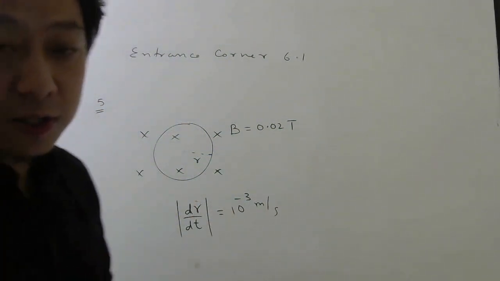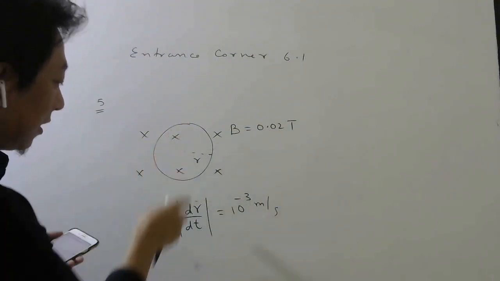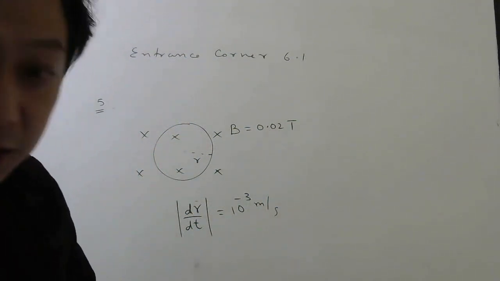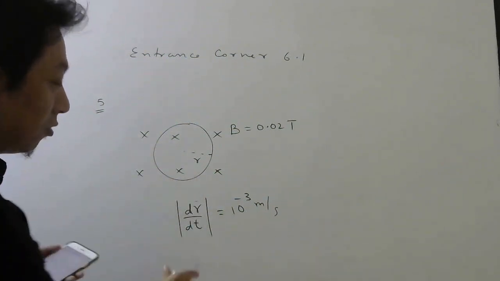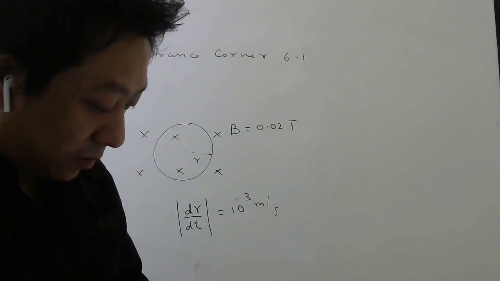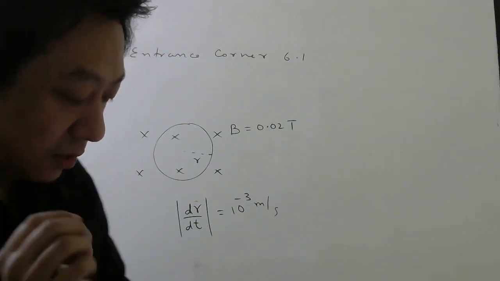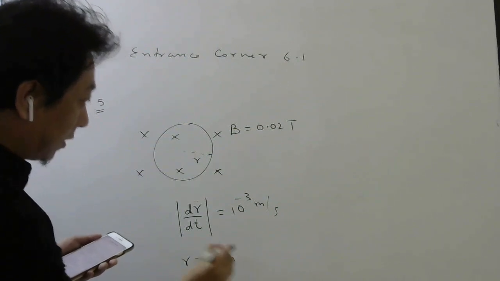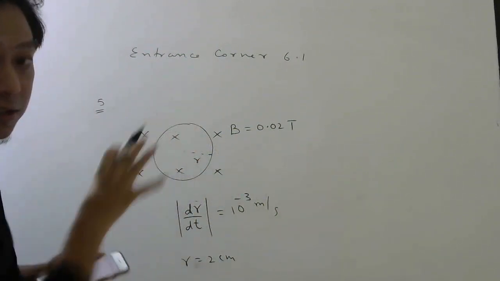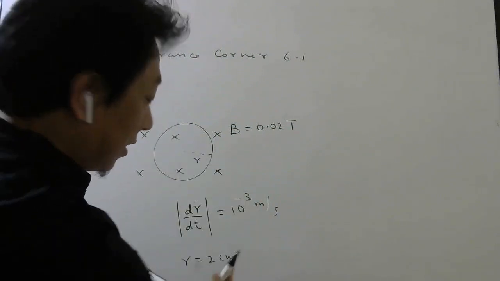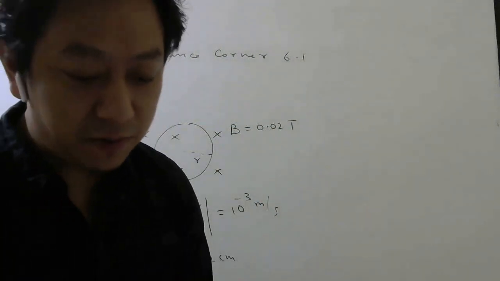Why did I put modulus? Because if the radius is decreasing, this derivative should actually be negative. But here I am only interested in magnitude, so I will take modulus. Okay students? Find the induced EMF at the instant when the radius is 2 cm. So as the radius decreases, when the radius is 2 cm, what will be the EMF they are asking?